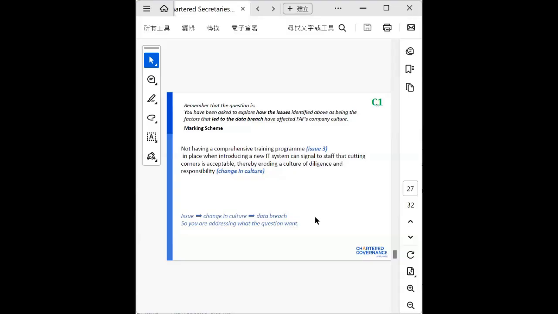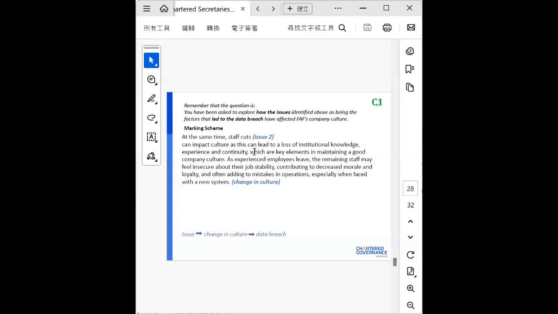So that's, remember, the question is this one. The question is, you have been asked to explore how these issues identified as the factors eventually lead to the data breach that affect the culture. So this leads to change in culture and eventually leads to data breach. So, I mean, if you understand what they want, then you may structure your answers in a more organized way.